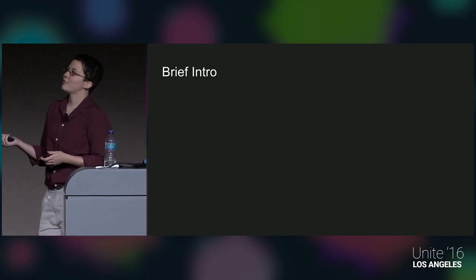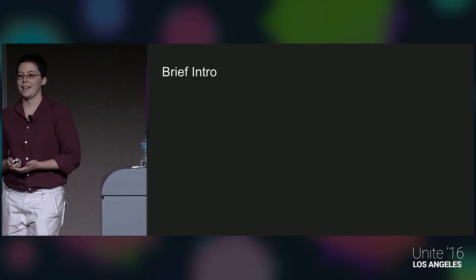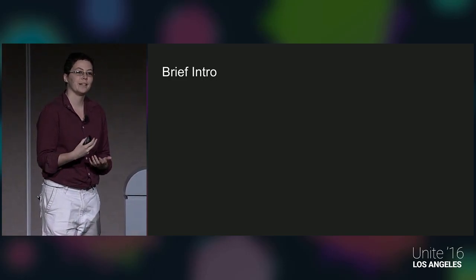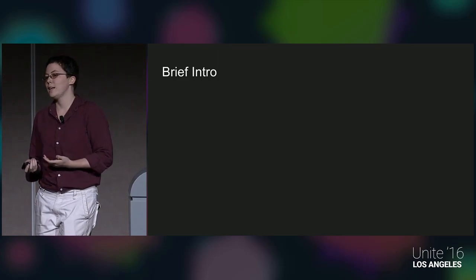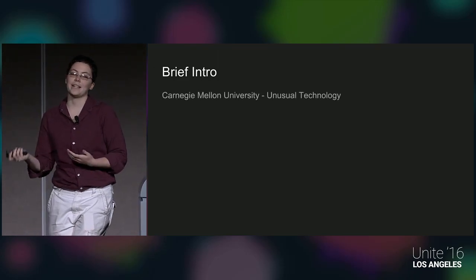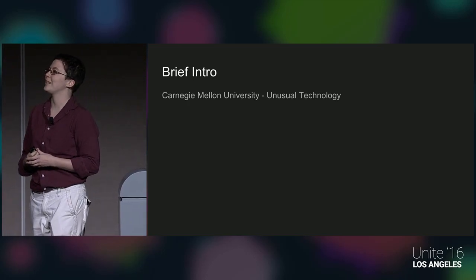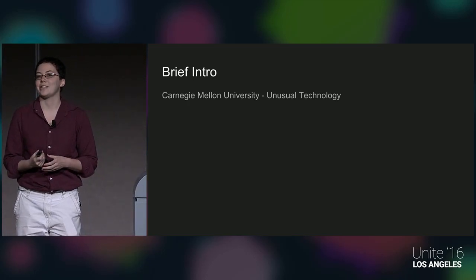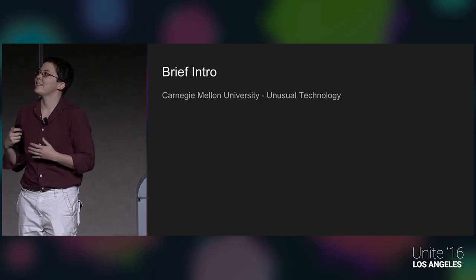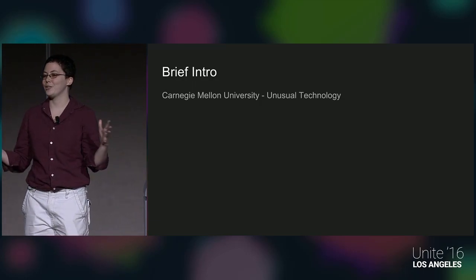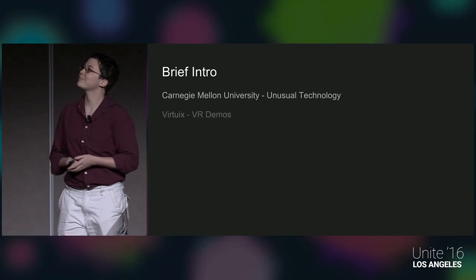So usually I start off with an intro of things that I've made and things that I've done. But I'm actually going to show you some things that I've done throughout my talk as examples. So just very briefly, I got my start at Carnegie Mellon University. I had a lot of great opportunities to use unusual technology there. And that was really what got me interested in using unusual technology in unusual ways.